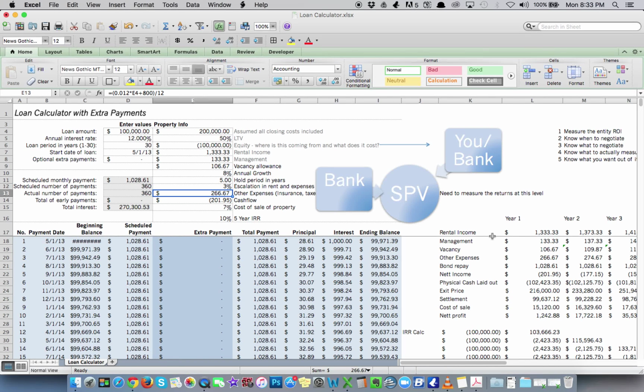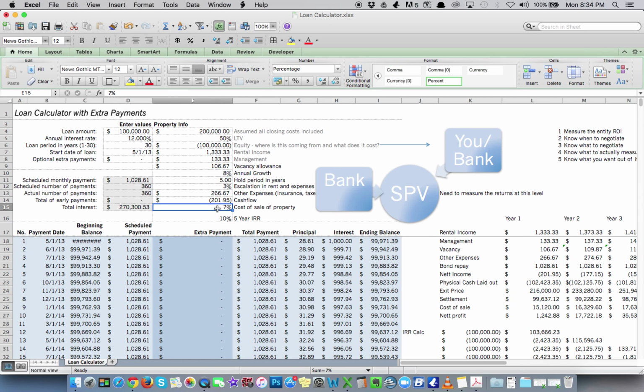Other expenses, so insurance, property taxes, that type of stuff. You can obviously add in any capital expenditures over the period. So if you're going to spend another $20,000 on a renovation in year 3, then you've got to add that in somewhere in the spreadsheet. I'm trying to keep it light and simple on the spreadsheet so it's one view and you can see what kind of outcome.